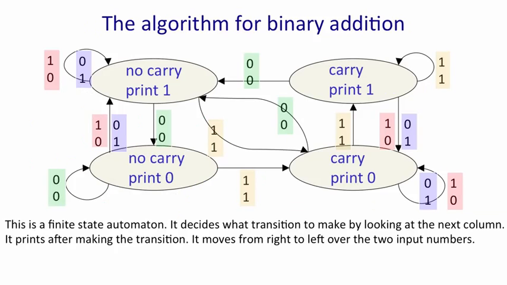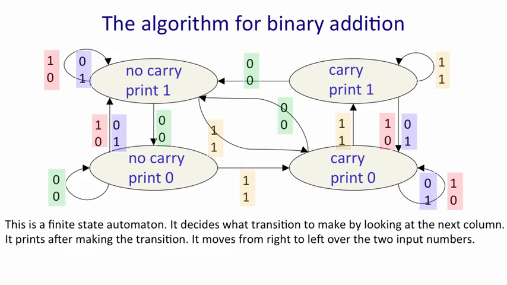This is a picture of the algorithm for binary addition. The states shown here are like the states in a hidden Markov model, except that they're not really hidden. The system is in one state at a time. When it enters a state, it performs an action, so it either prints a 1 or prints a 0. And when it's in a state, it gets some input, which is the two numbers in the next column, and that input causes it to go into a new state.